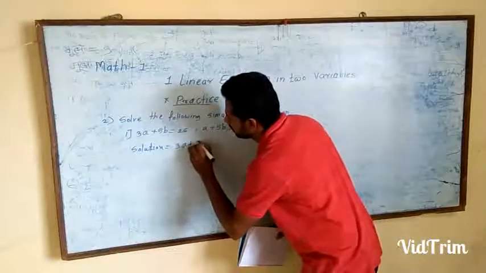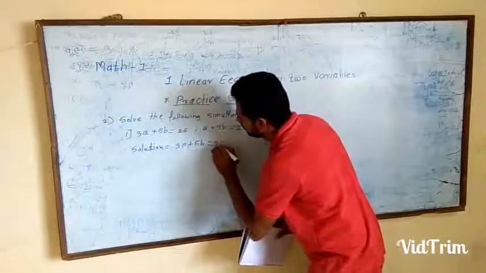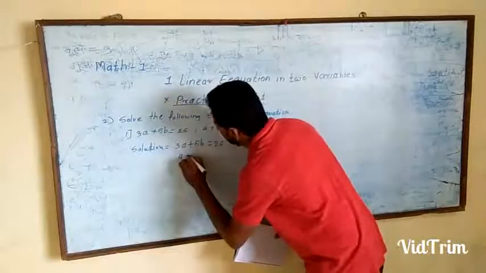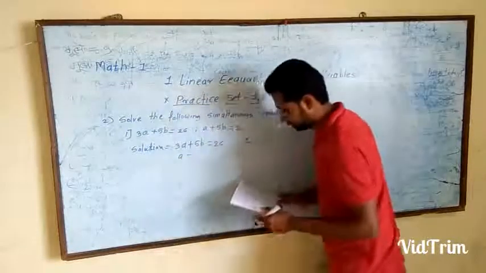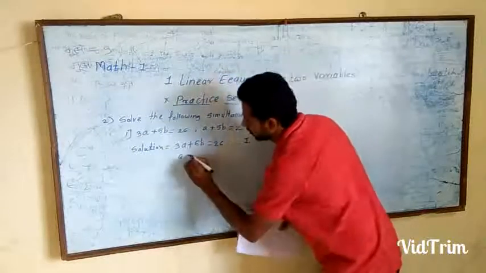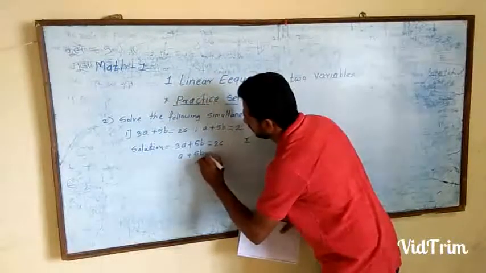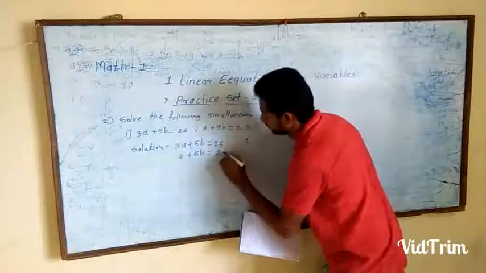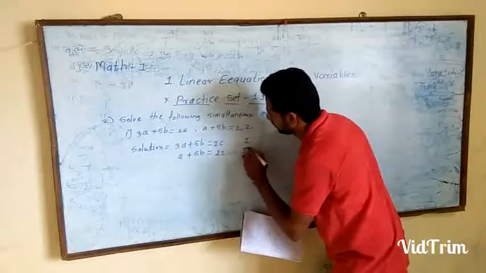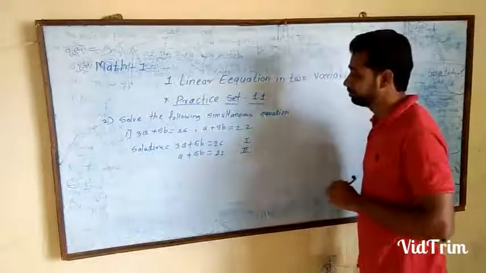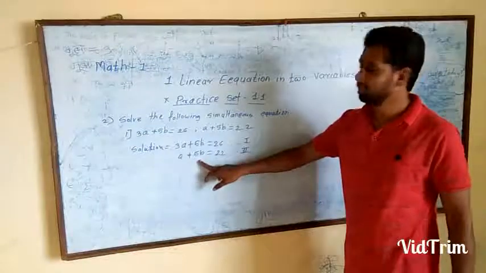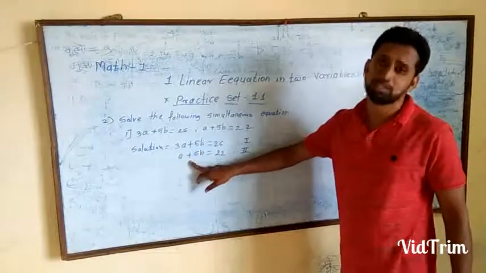3a plus 5b is equal to 26. Assume it as the first equation. a plus 5b is equal to 22, the second equation. So there is the same pair, but there is no opposite sign.